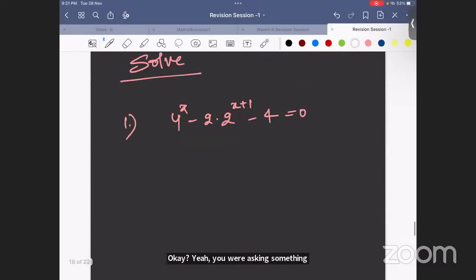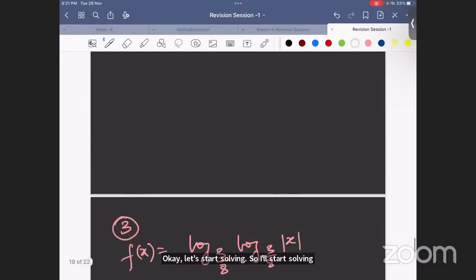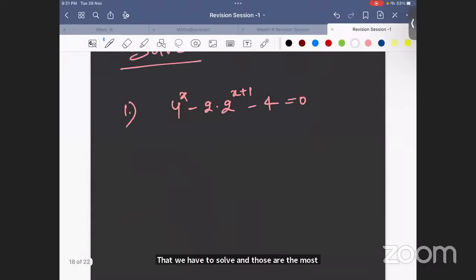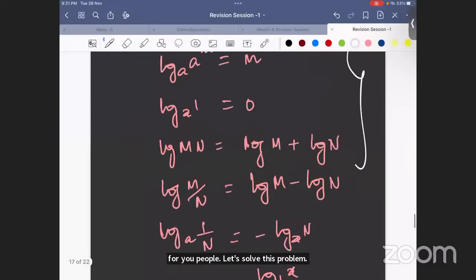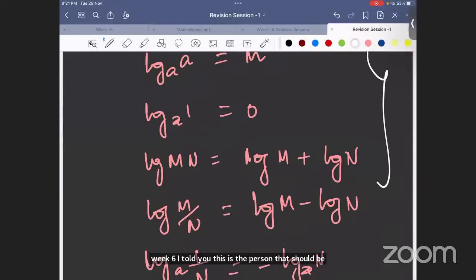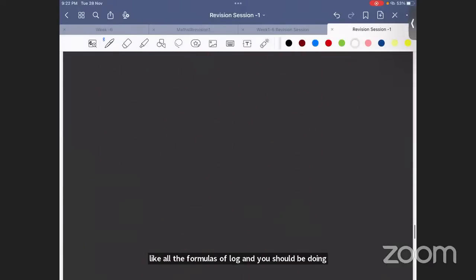Okay, let's start solving. I have some 5-6 problems that we have to solve, and those are the most important for your quiz paper. Let's start solving from the first equation. From week 6, this is the portion that should be in your mind: all the important laws and formulas of log, and the plot of log.